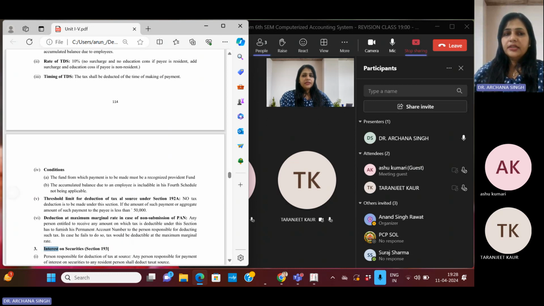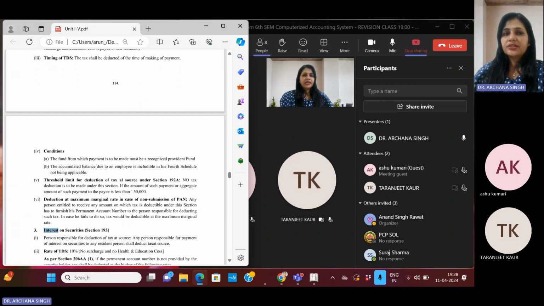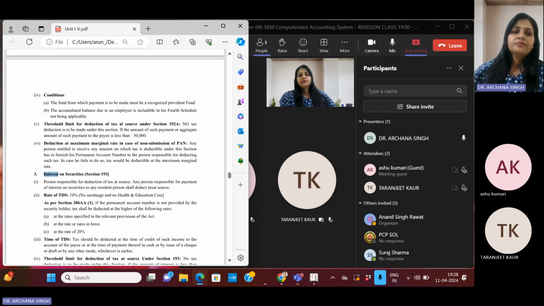Then timing of TDS. Timing of TDS means the tax shall be deducted at the time of making payment. Then conditions: the fund from which payment is to be made must be a provident fund, and it should be a recognized one. Second, the accumulated balance due to the employee is includable, the fourth schedule not being applicable.